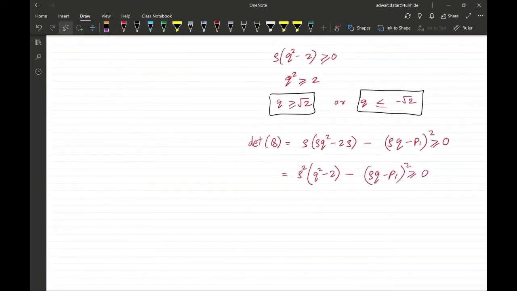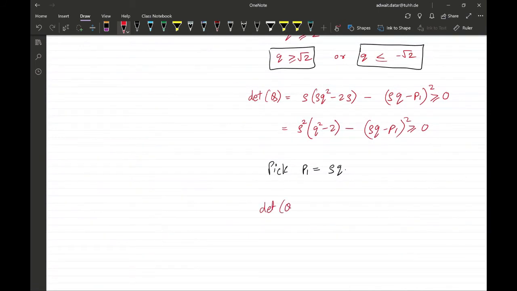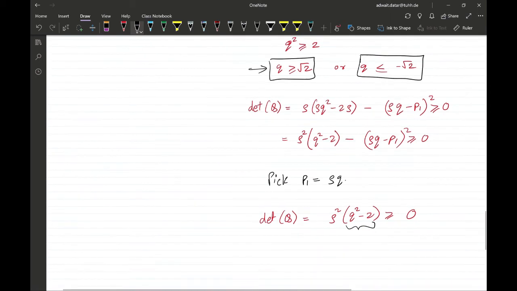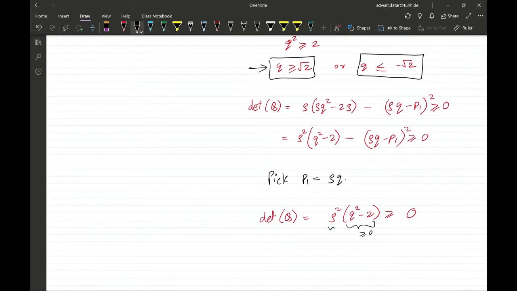Now P1 is still our free variable, so we can choose P1 to be equal to rho times Q. So that gives us the determinant of Q, which is equal to rho squared times Q squared minus 2, which is now greater than or equal to 0, because this was one of the conditions that we saw earlier, which is this one. So if Q is greater than or equal to root 2 or Q is less than or equal to minus root 2, this is positive or non-negative, and this is strictly positive. So we have the determinant of Q to be non-negative as well.